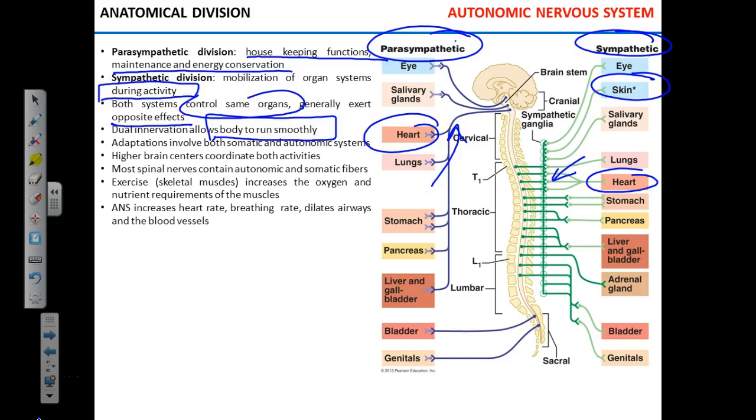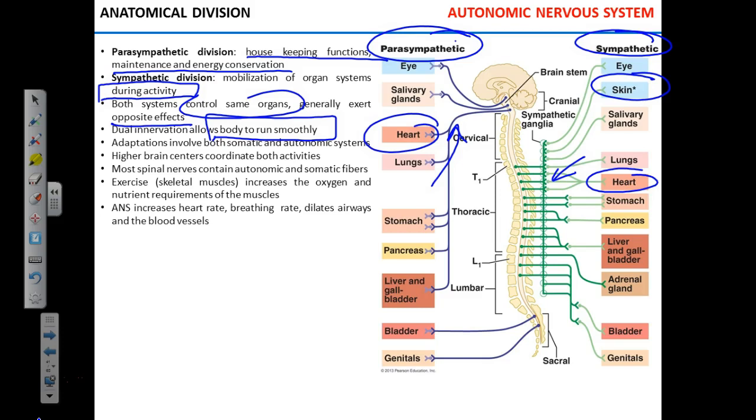Does that make sense? So this dual innervation allows the smooth transition from an inactive to an active state, from low activity to high activity. Does that make sense? Good.